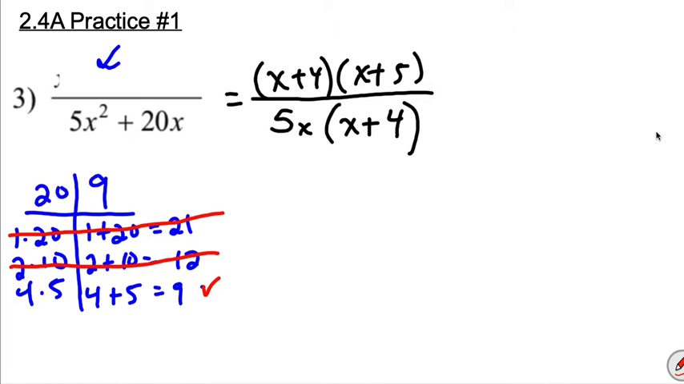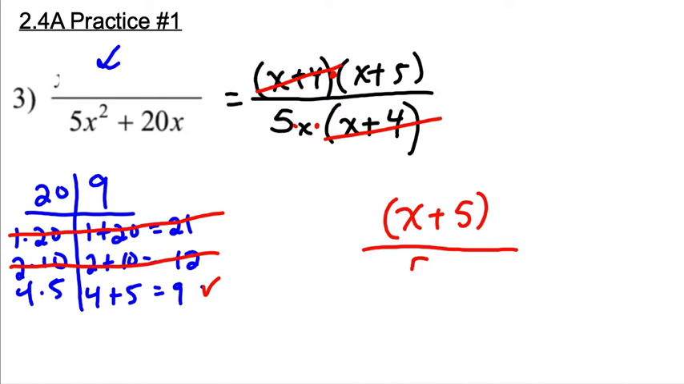Now, we're going to cancel out over the multiplication. So this is multiplied, and this is multiplied. What do they both have in common? Exactly the same. X plus 4. So cross them out. I'm left with up top x plus 5. And on the denominator, 5x.